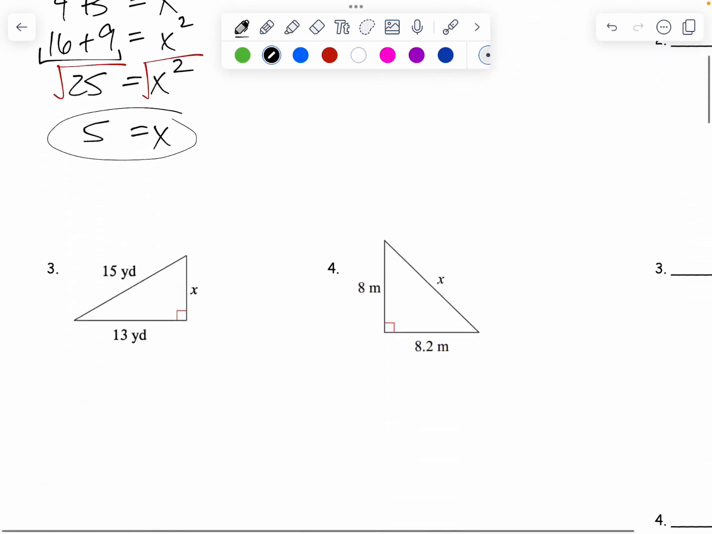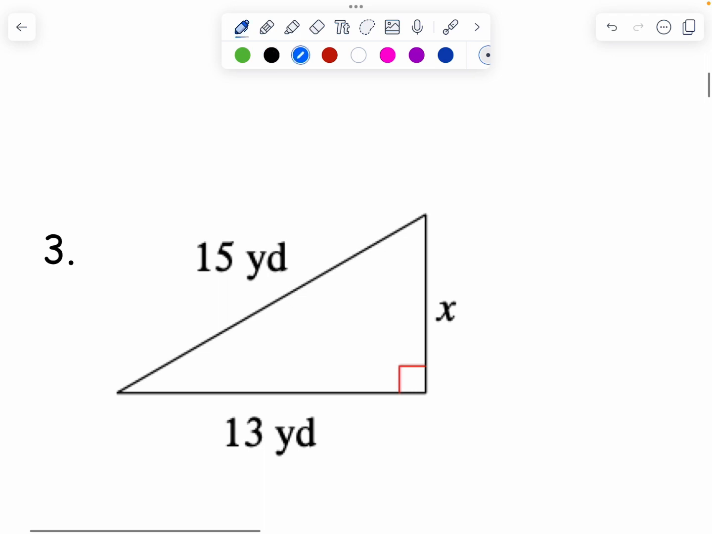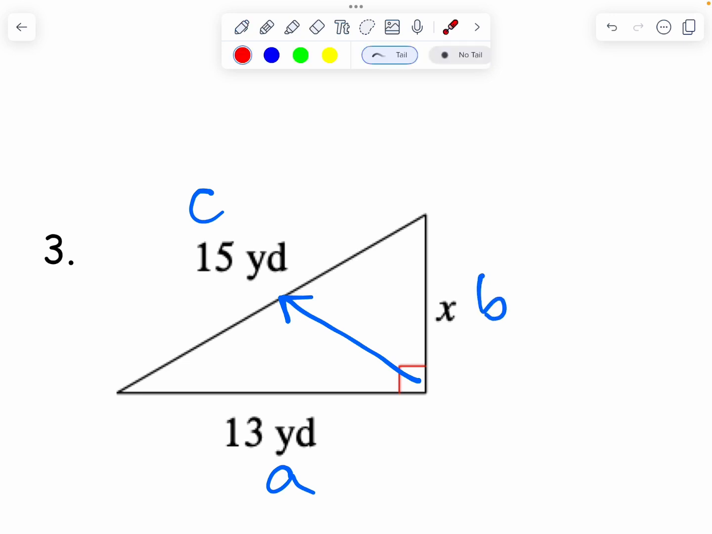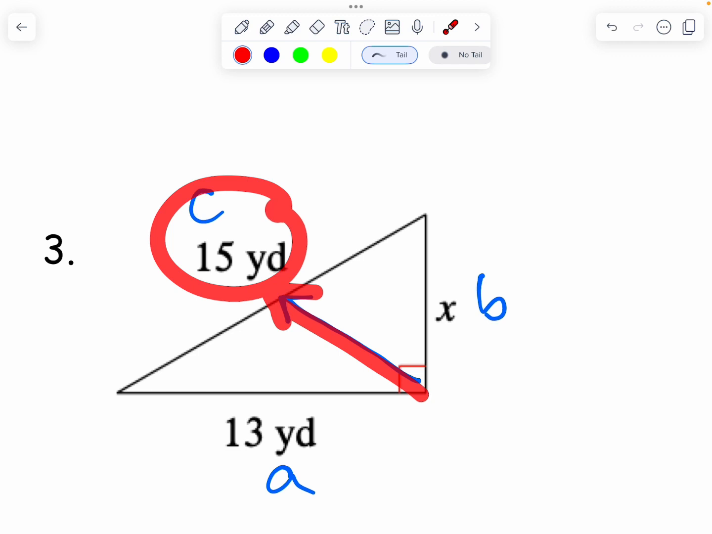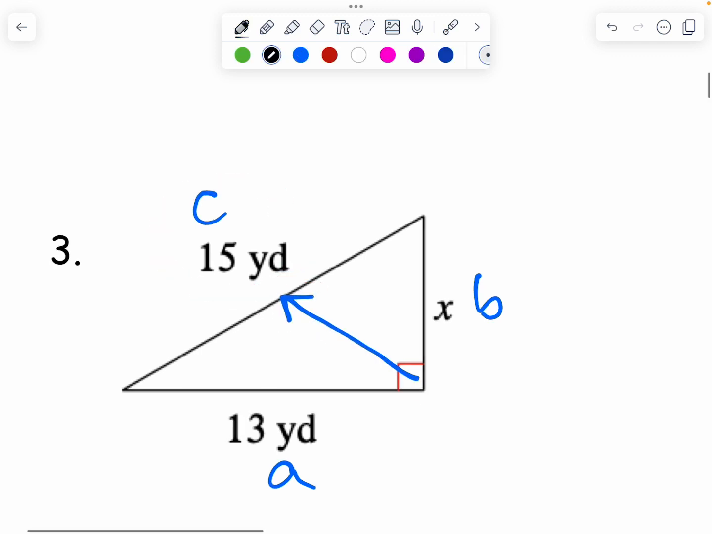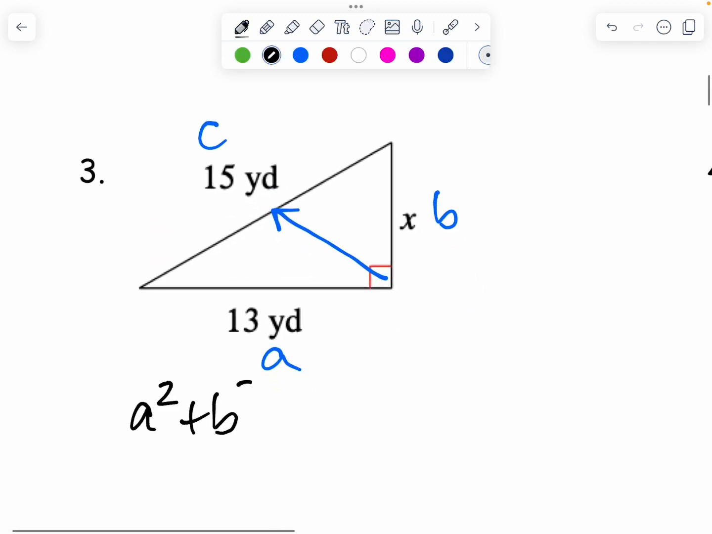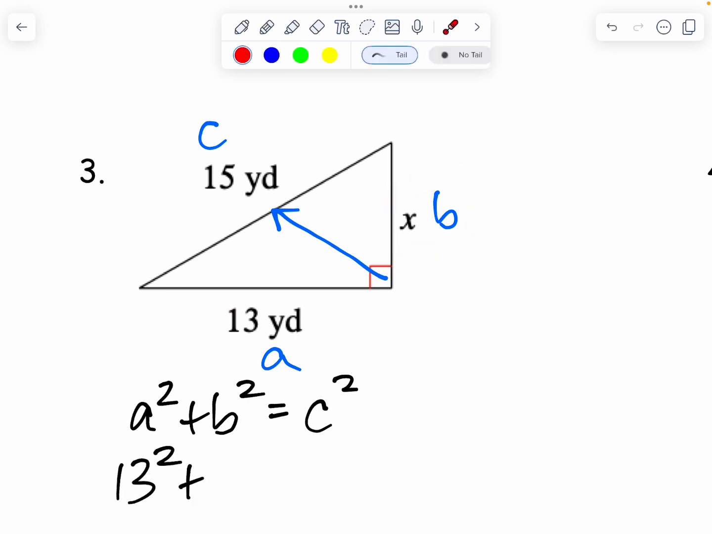I'm going to skip 2 and go to 3. The very first thing that I do is I label my sides, and remember that this side right here is the C. The other two are the A and the B, and it doesn't matter which one is which, but the C is the important one, okay? So now I'm going to again do A squared plus B squared equals C squared. In this case, I have a 13 by my A, so I'm going to plug in 13 for A. The B is the X this time, and that'll change depending on what the question is, depending on what you labeled. So the B is the X, I'm going to put X squared. And in this case, the C is the 15, so I'm going to put 15 squared.